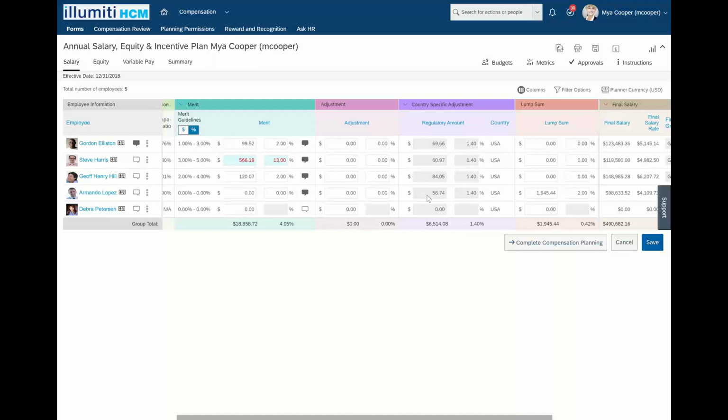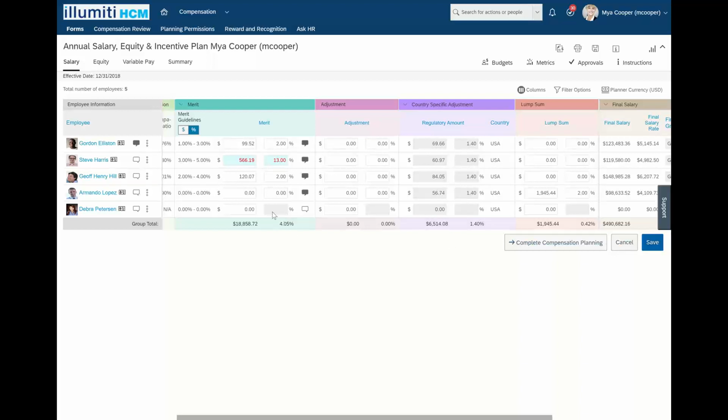First off, I noticed that here for country-specific adjustment, this is grayed out. These are not values where I can make entries or make changes. This is just based on a fixed value for a known location. So manager does not need to make any entries here. This country-specific adjustment is being applied automatically.